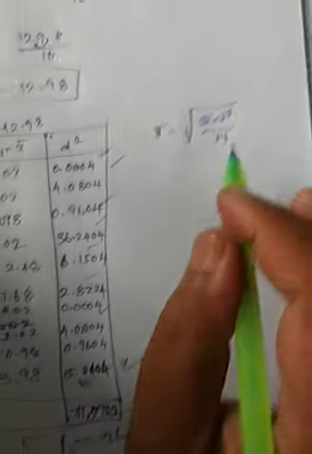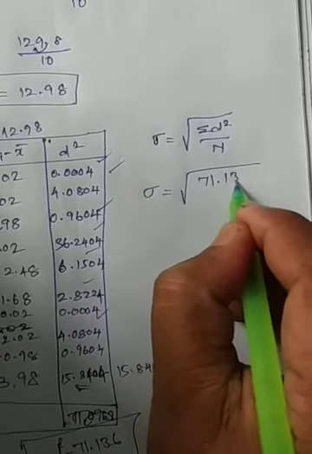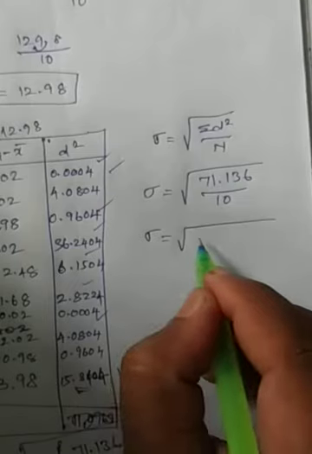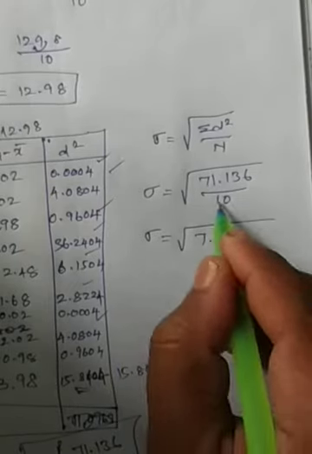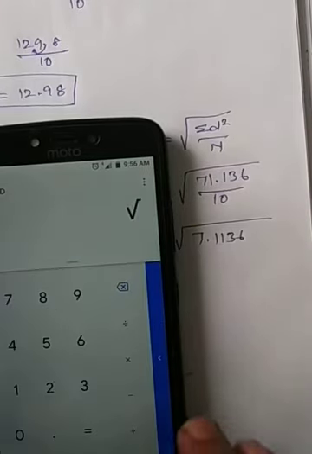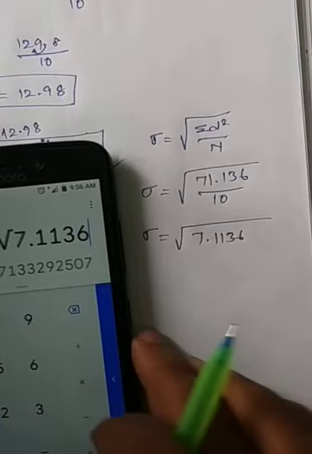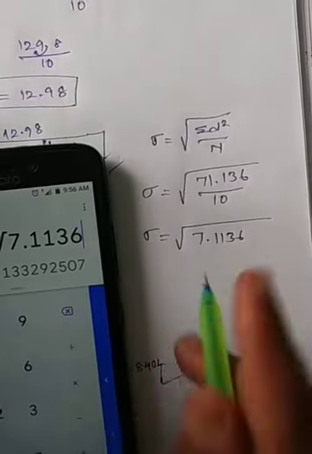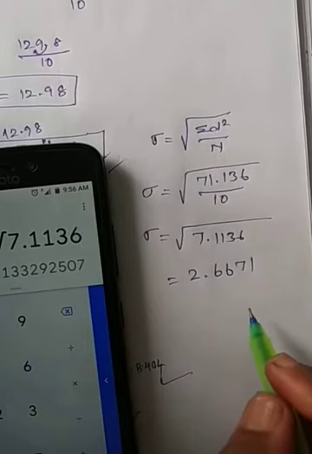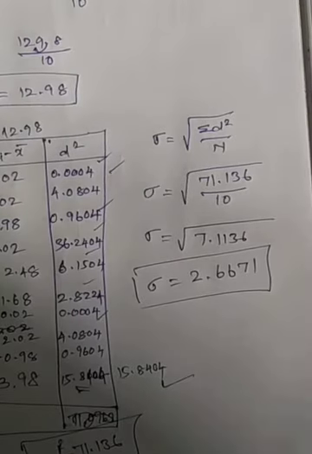Now you just substitute in this data. Sigma equals square root of summation d square divided by n, that is 71.136 divided by 10. So here sigma equals square root of 7.1136, because we are dividing by 10. Now we need to take the square root. So what value do we get? 2.6671 it's coming. So that is your standard deviation. You can round it off. Your book answer will come. This is the standard deviation of this problem.